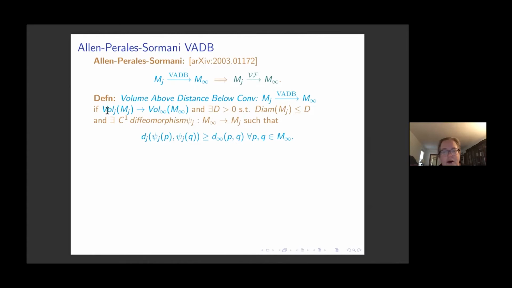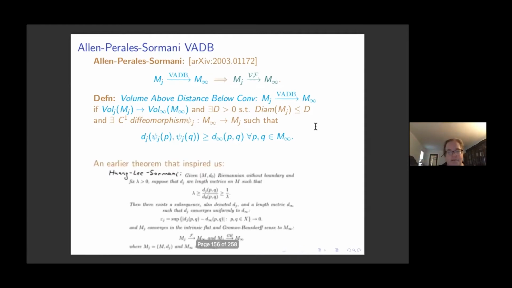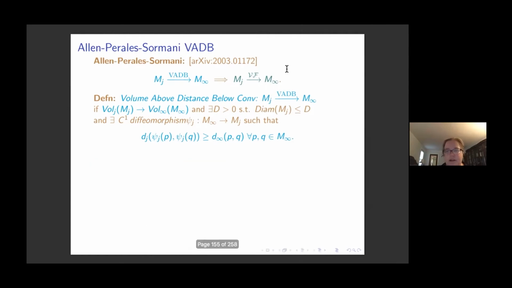So we have volume above, the volumes are converging, and distance below. So the distances are estimated from below. We don't have to know which regions are fat and which regions are thin. We don't have to know how to divide our manifolds up. We'll get the theorem that will have the volume preserving intrinsic flat convergence from this. And this is very useful and has been applied by Cabrera-Pacheco, Perales, and Ketterer to prove the torus geometric stability of the scalar torus conjecture in the setting where the manifolds are assumed to be graphs.